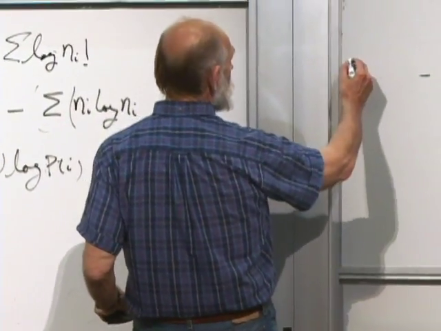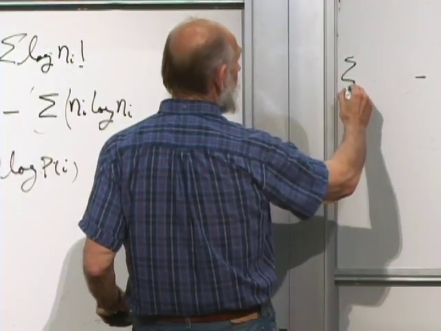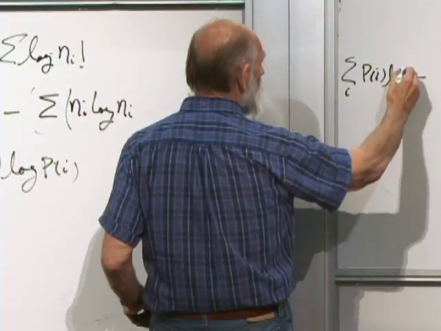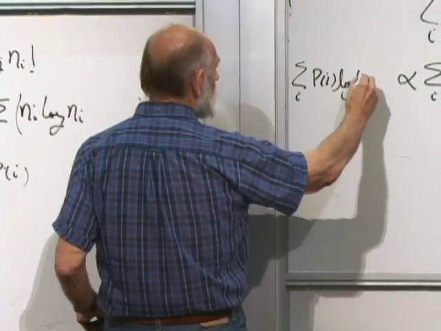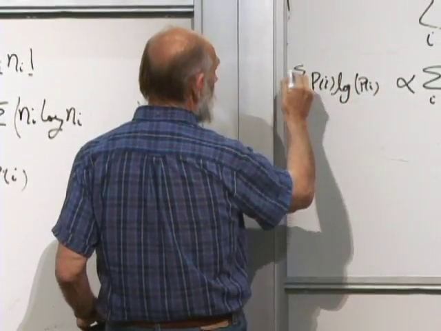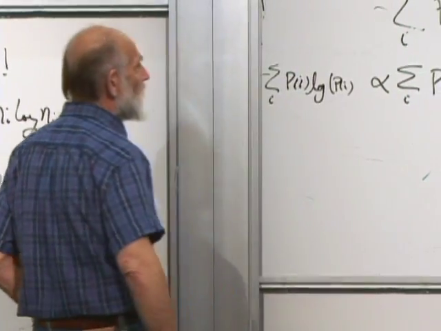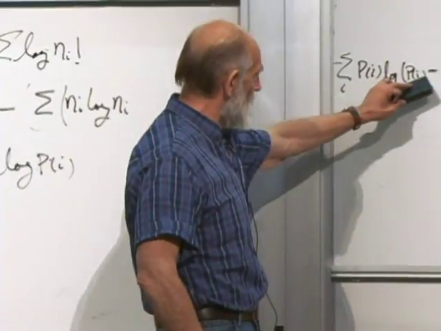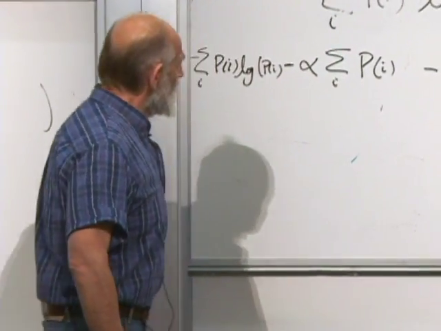So we have the sum over i of p of i log p of i with a minus sign, plus. No, minus. I think I chose the Lagrange multiplier to be minus here.